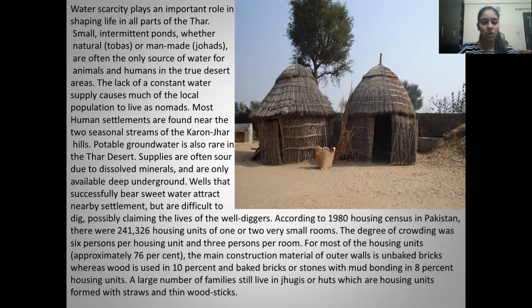2,41,326 housing units of one or two very small rooms. The degree of crowding was 6% per housing unit and 3% per room. For most of the housing units, approximately 76%, the main construction material of the outer wall is unbaked brick, whereas wood is used in 10% and baked bricks or stones with mud bonding in 8% of housing units. A large number of families are still living in jhuggis or huts, which are housing units formed with straws and thin wood sticks.